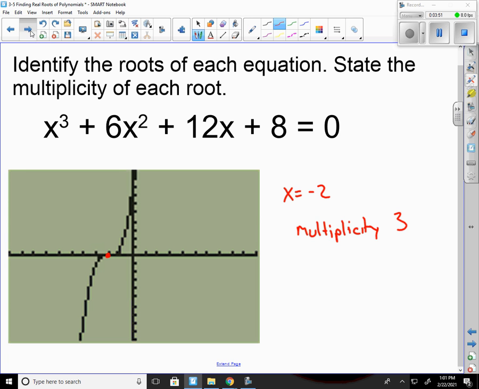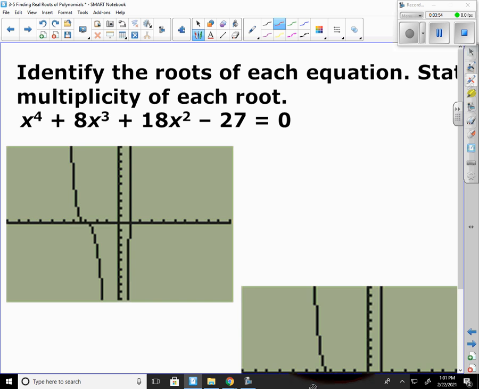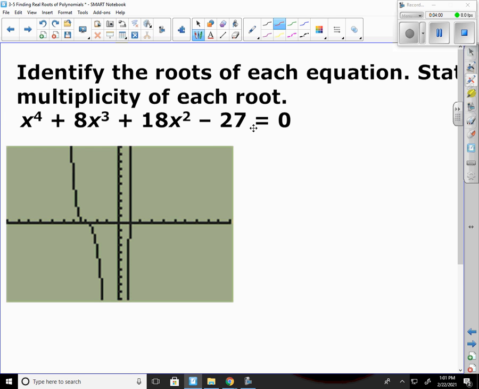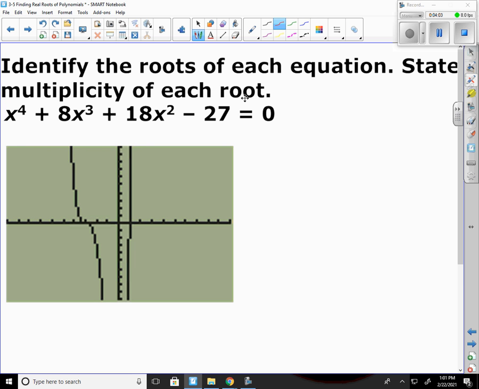Let's look at the next one. This is an equation for, I don't know why there's a 2 on here. Get rid of it. State the multiplicity of each root. So first, let's look at where it crosses. It crosses at positive 1 and at negative 3. So x equals negative 3 is a root, and x equals 1 is a root. Now when I look at it crossing at x equals 1, it's a straight line. So that tells me it has a multiplicity of 1. It's not bending there at all.